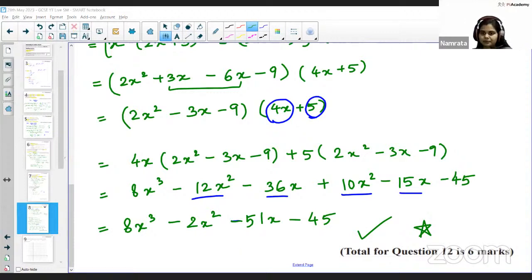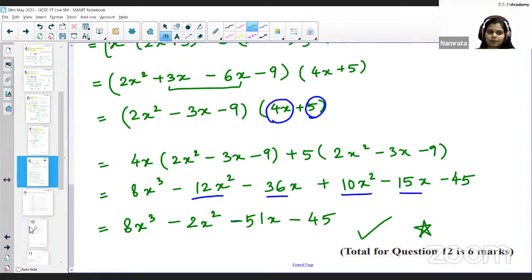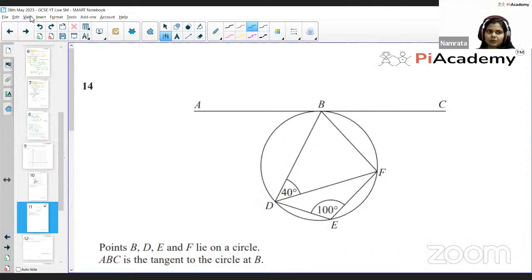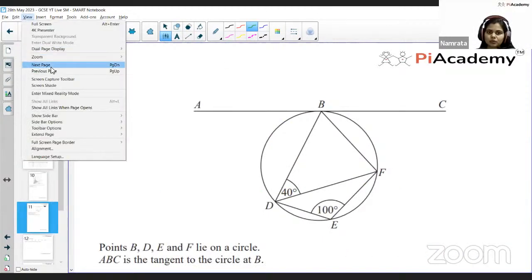Okay, great. Amazing. Very good. Moving on to the next question of the day. Let me reduce the size a bit in order to view it properly.